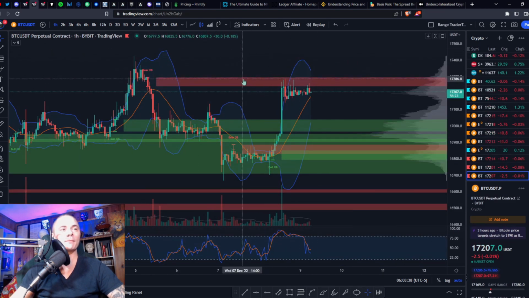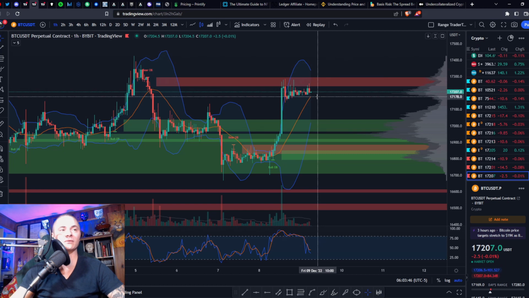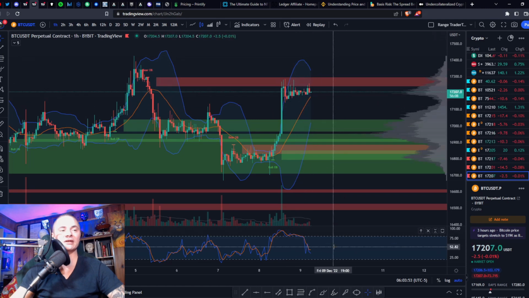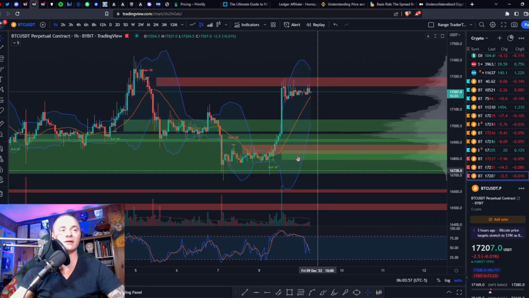Look at this. We have a bearish order block right where we're at right now. We can't get above it, not right now. So, do we crack below the middle band? 17,179, middle band of the Bollinger Bands. Right now, your stochastic is pointing down, strong downside curvature.